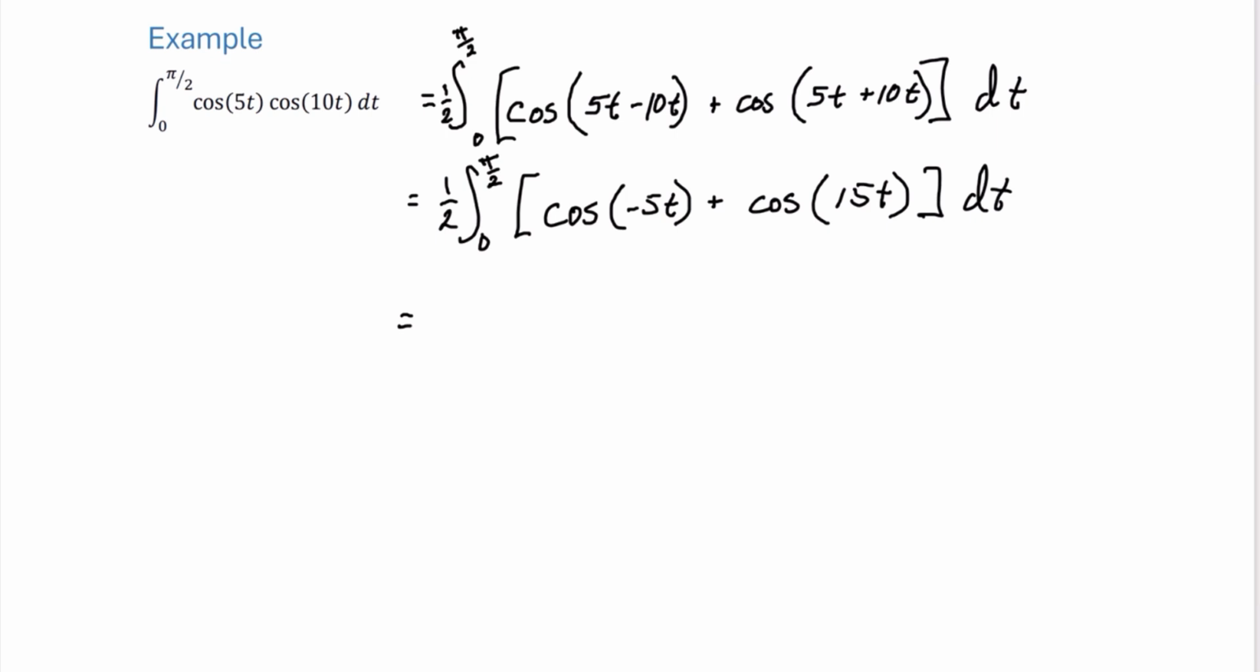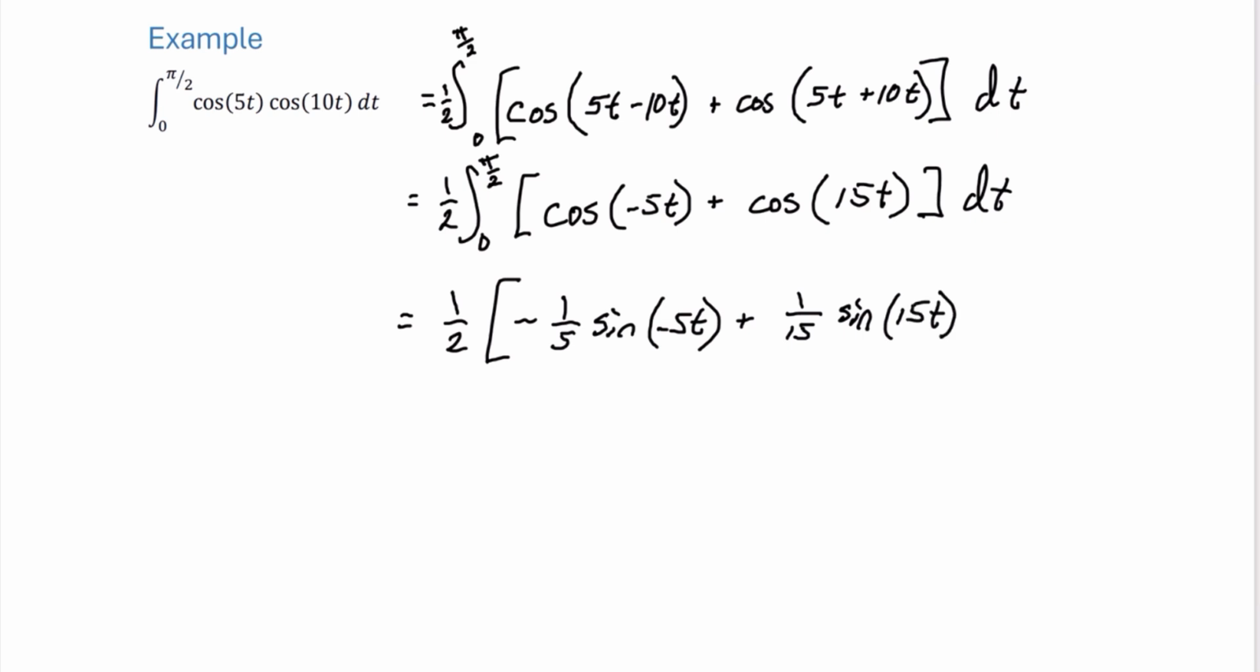At this point, we can integrate. We'll have 1/2 times the integral of cosine is sine, and we have a u substitution happening. That'll be negative 1/5 sine of negative 5t, and again we have u sub, that is 1/15. Integral of cosine is sine. We'll copy the arguments. And all of that we are evaluating from 0 to pi halves.